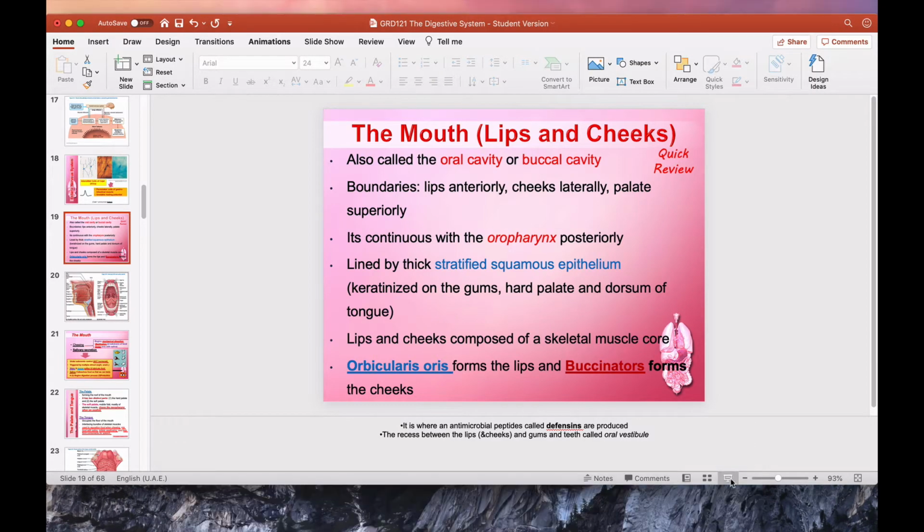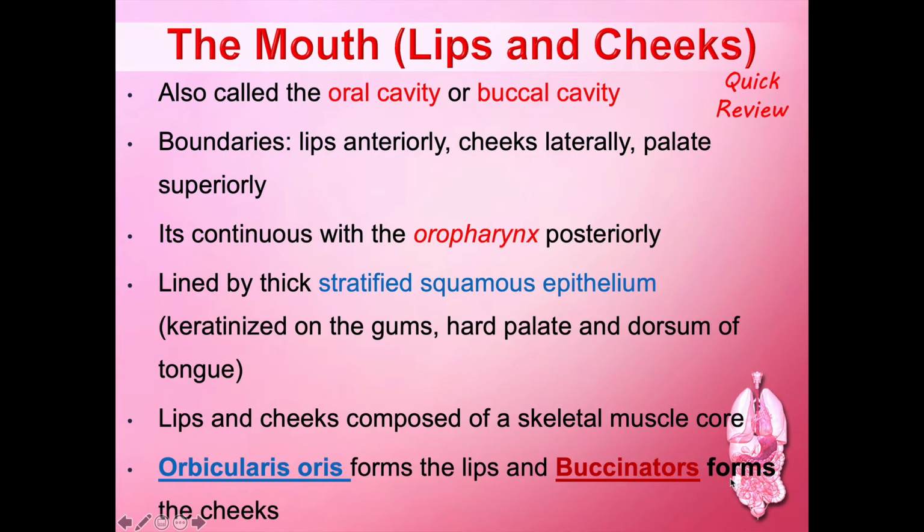We will start with the mouth, which is also called the buccal cavity. Anteriorly it has lips, laterally it has cheeks, and superiorly it has the palate bone, and inferiorly inside the mouth you have the pharynx and the tongue. And the posterior part, when you open the mouth and look into it, you see the oropharynx area.